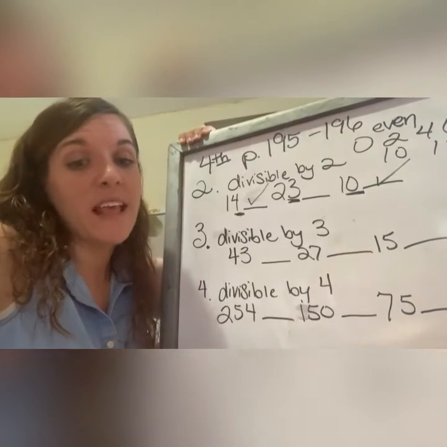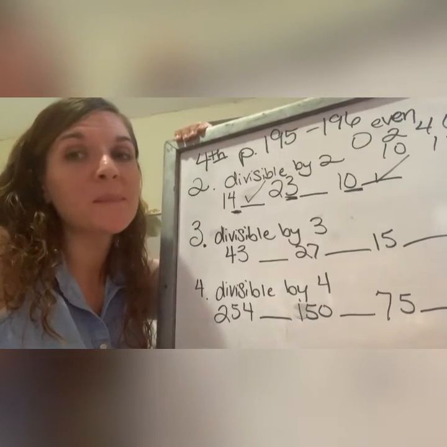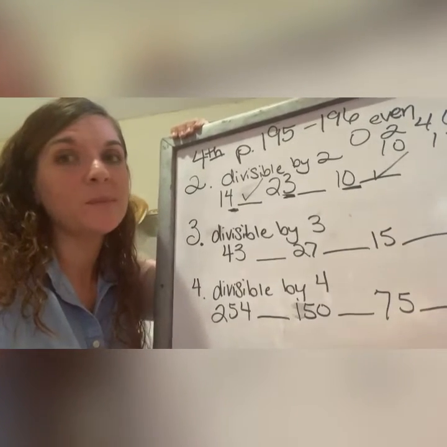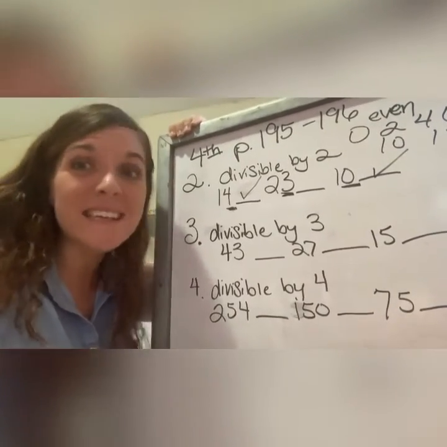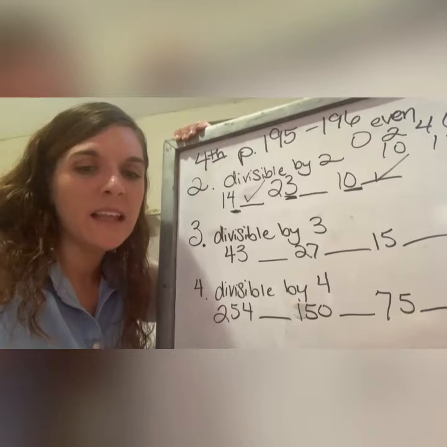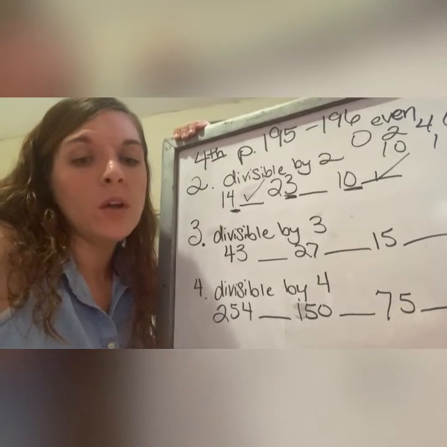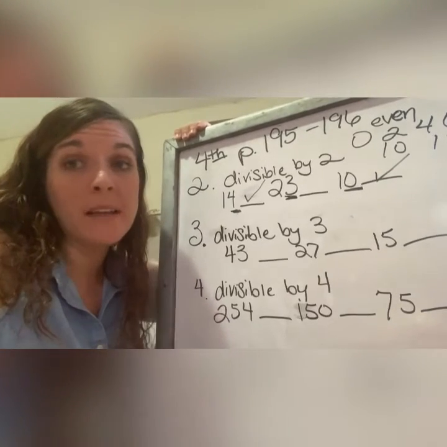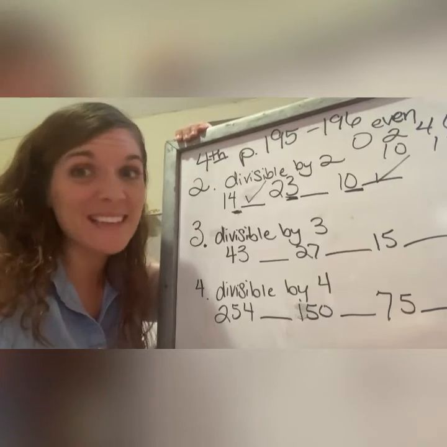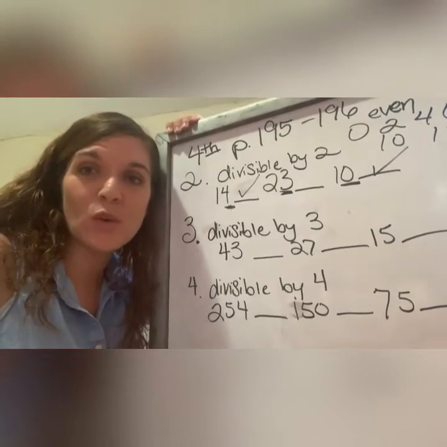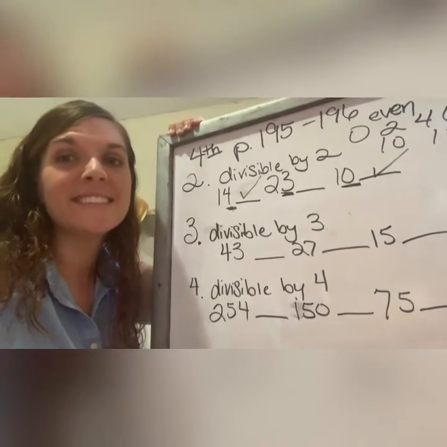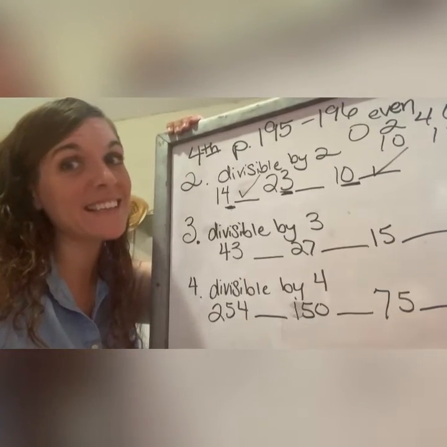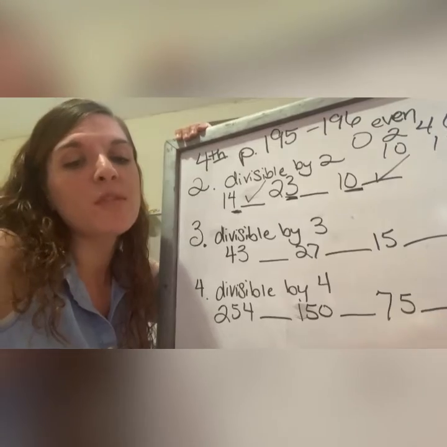Look at 57. It's on your paper. Do you put a check or no? No. 7 is not an even number. What about 29? No, 9 isn't even. What about 18? Yes, it is. 8 is even, okay? So look at number 3.